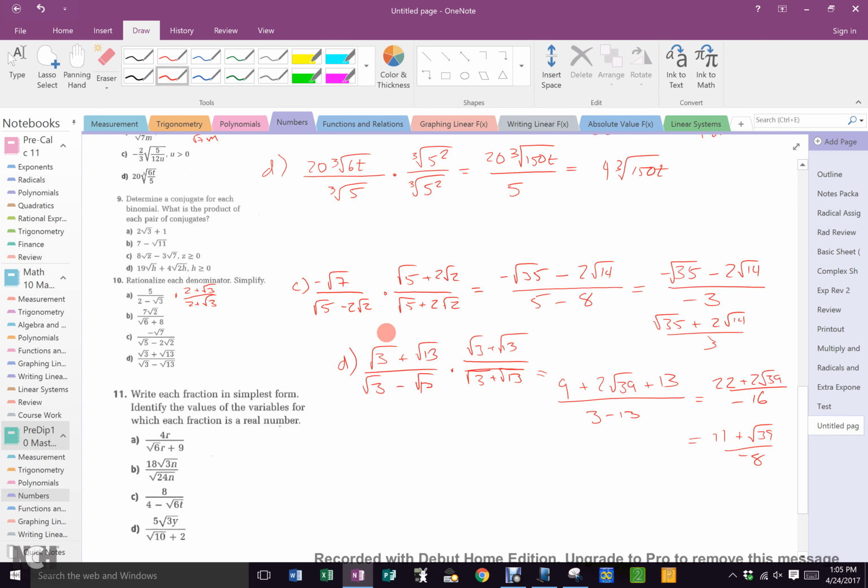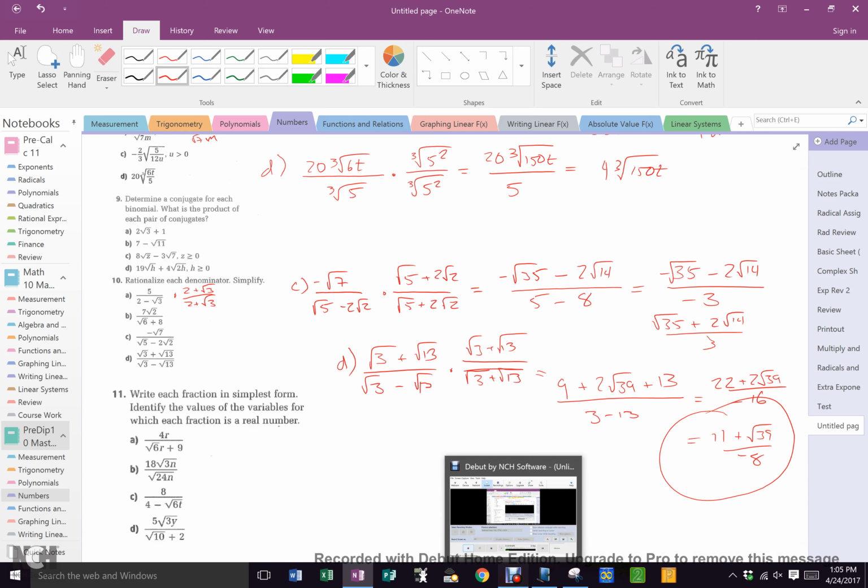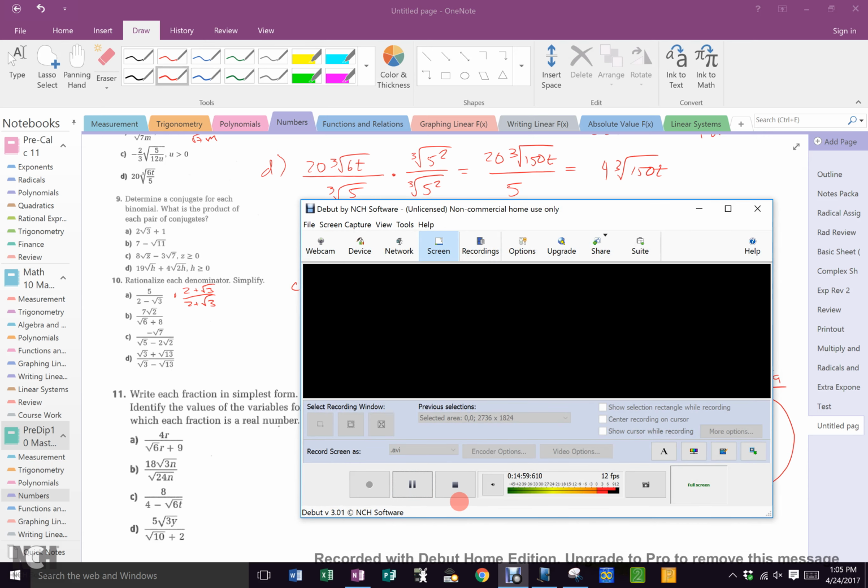So let's fix this up really quickly here. 3 minus 13 is negative 16. That's plus root 39 plus root 39, 2 root 39, 3 minus 13, and then simplify. I'm going to actually say that I'm right and the answers are wrong because I'm out of time. So there we go. That should be enough to check your work over for tomorrow.